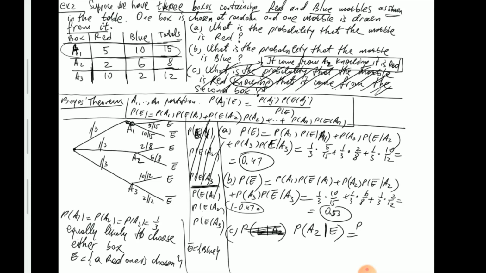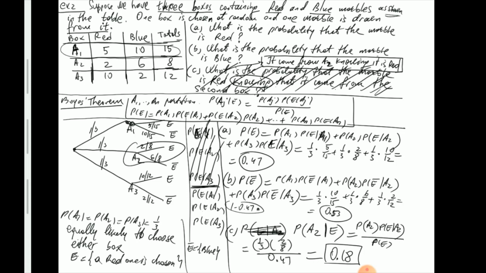Which is the probability of A2 times the probability of E given A2, and then over the probability of E. So P of A2 again is 1 over 3. E given A2, that's going to be 2 over 8. And then the probability of E, which we computed before, 0.47. And then altogether, this should be approximately equal to 0.18.